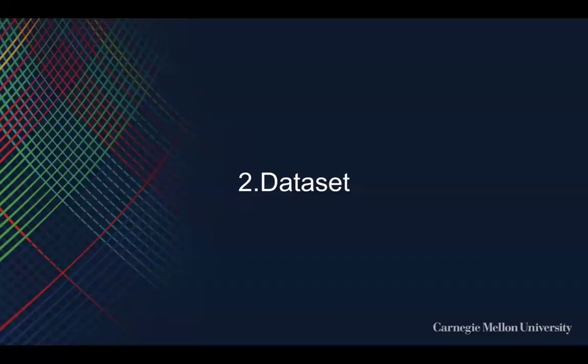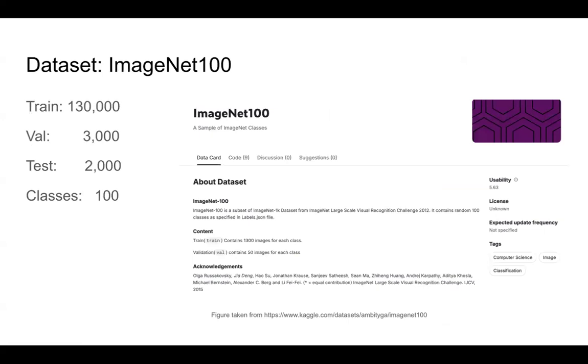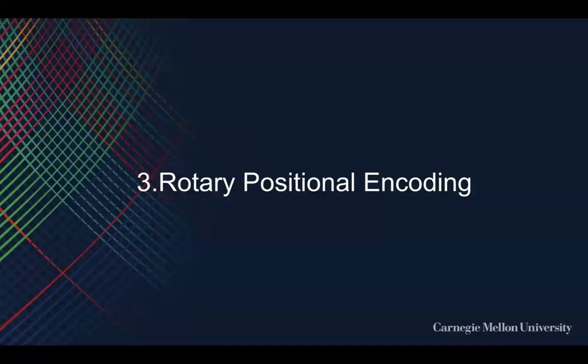Next. So the dataset we use is ImageNet 100, which is a subset of ImageNet 1K. Here are the number of samples of train, validation, and test listed on the slides. Next. So now we present our improvements.